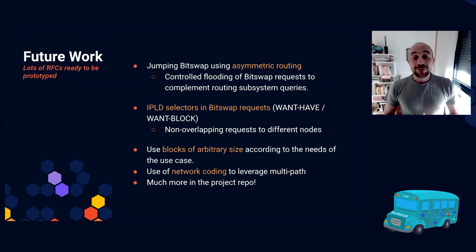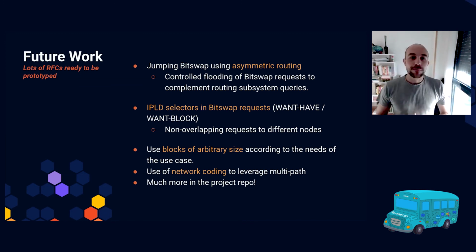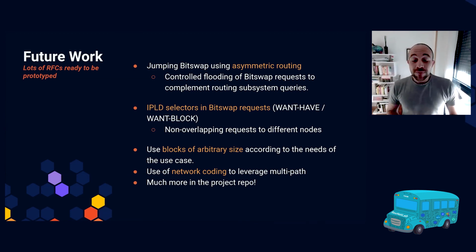One of the things that we want to try, and we didn't have time, is to implement jumping Bitswap with asymmetric routing in order to see if we can control the flooding and have better performance when the network grows, because jumping Bitswap stops being a good option when the network is large, because there are a lot of messages flowing. We want to prototype, and this is something that we may kick off soon, the use of IPLD selectors for Bitswap messages, so that we can do content discovery using IPLD selectors to find out where the content is stored, and then start non-overlapping streams of download with different peers according to their answer to our selector.